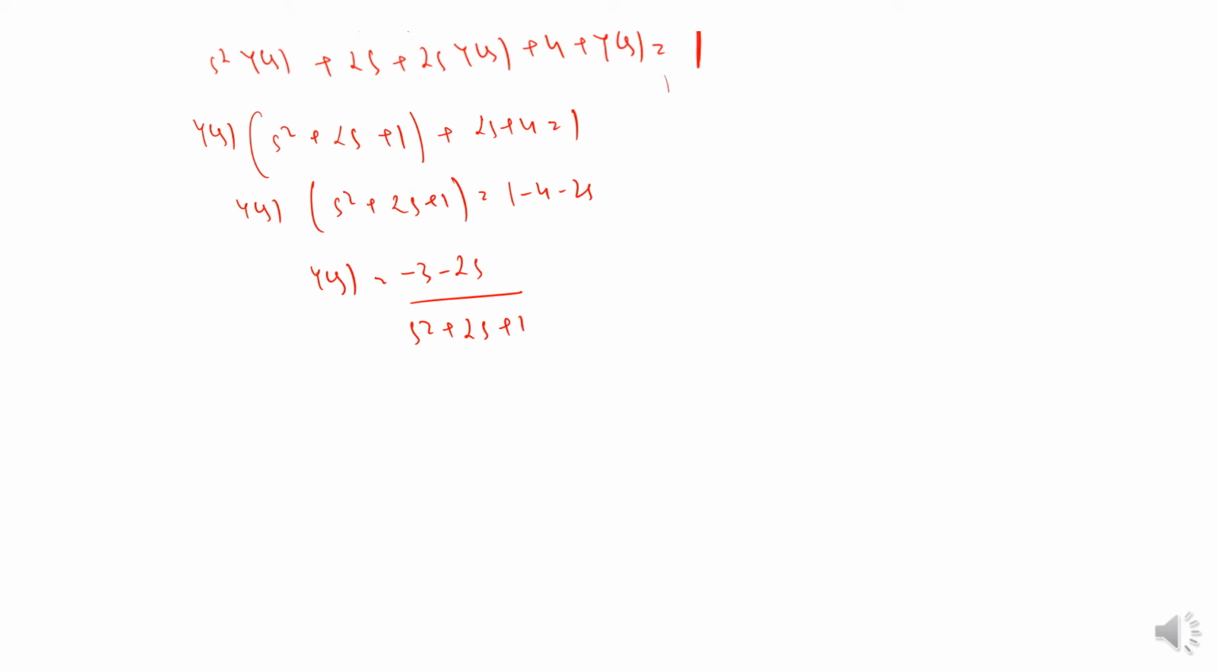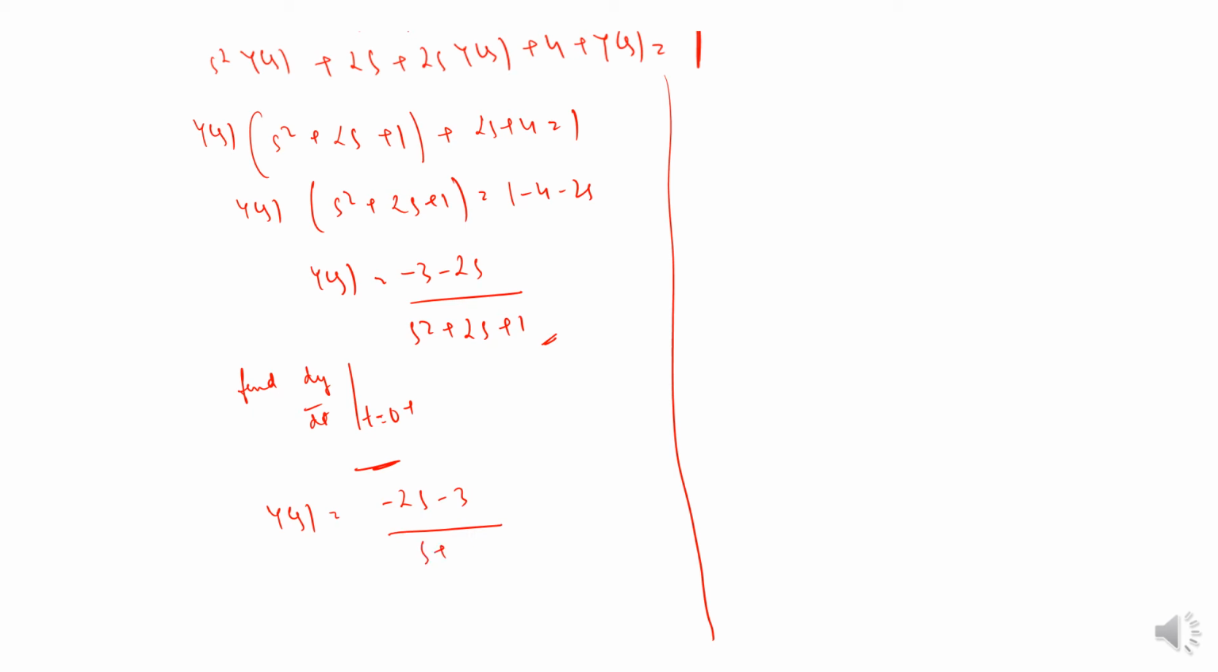Now what we have to do is, our intention in this question is to find the value of dy by dt. The question is, find dy by dt at t is equal to 0 plus. How do we find this? Now if we take the inverse Laplace, this can be written as y of s is equal to minus 2s minus 3 by s plus 1 whole square.